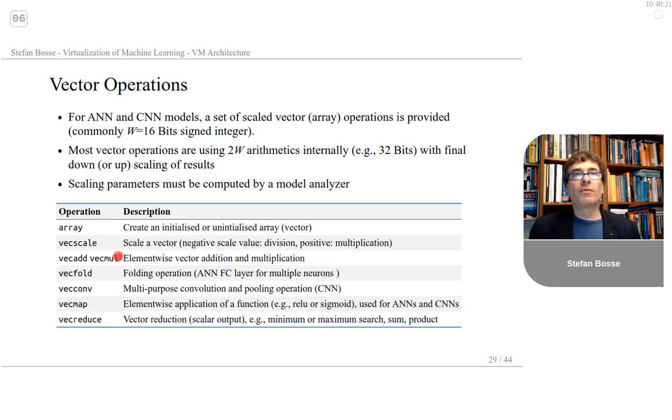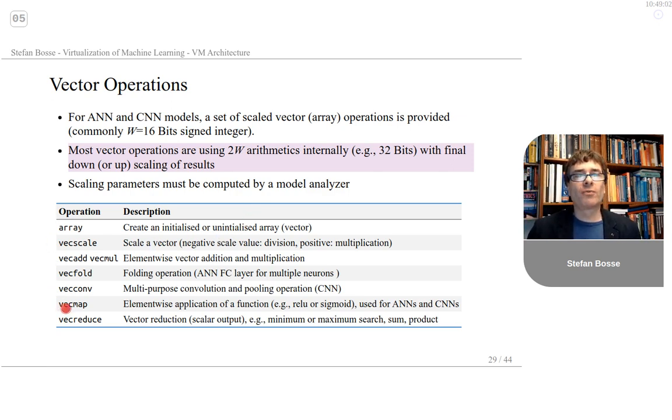Here you see an overview of the vector operations. For ANN and CNN models, a set of scaled vector operations is provided, commonly with 16-bit signed integer resolution. Most vector operations are using double precision arithmetic internally, for example, 32 bits. ARM Cortex is a 32-bit microcontroller, so it provides 32-bit arithmetic, and we are using this internally, but on the front side, we are using the 16-bit arithmetic.